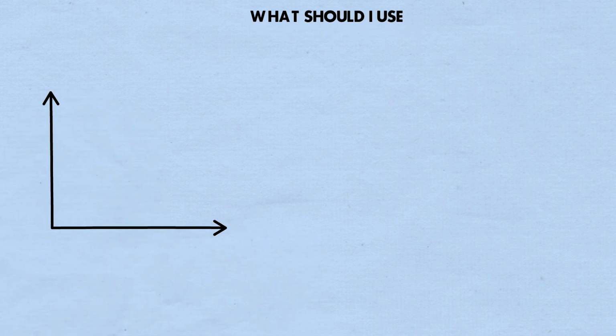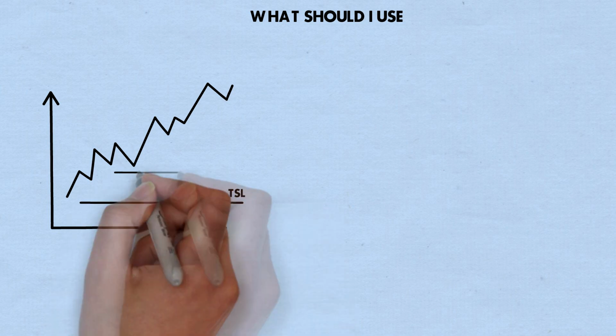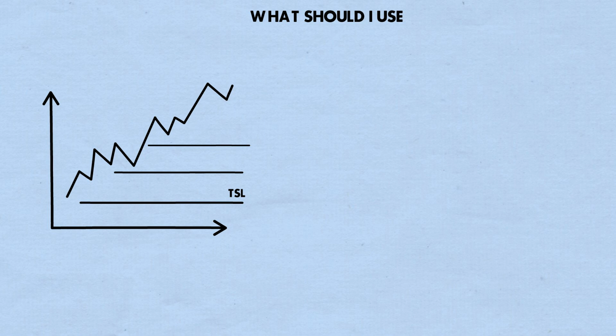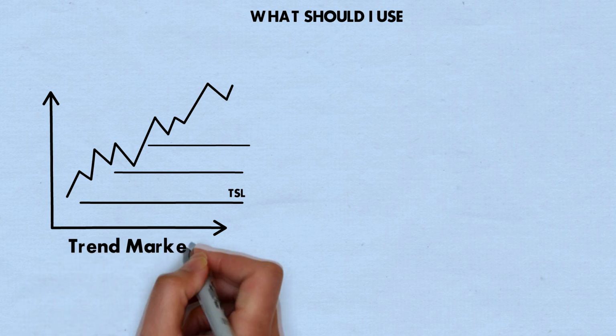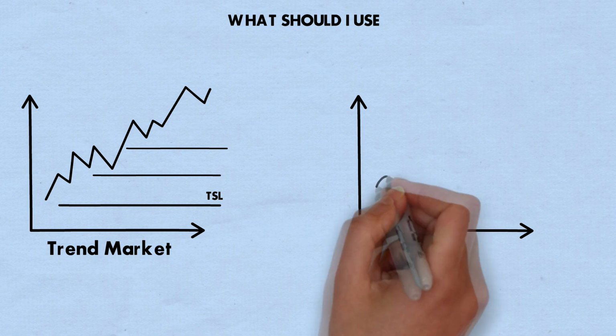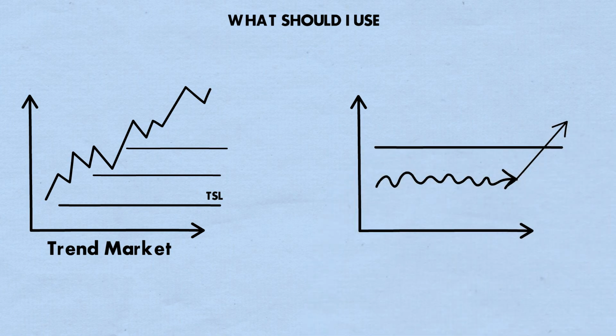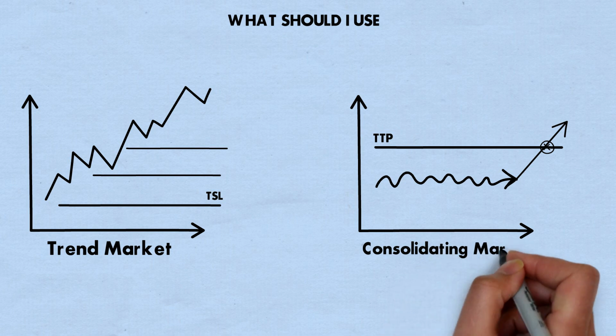You may ask yourself, what should I use, trailing stop loss or trailing take profit? The answer is, although they look alike, they are used for different markets. Trailing stop loss is used for a trend market and trailing take profit for a consolidating market. We also don't recommend using the two of them together at the same time. Once again, these are two different orders working in two completely different types of trading.